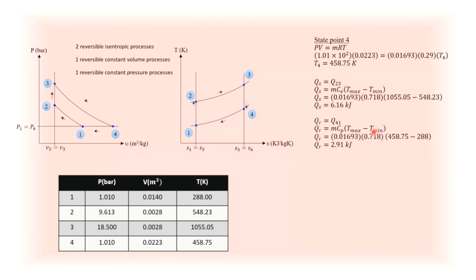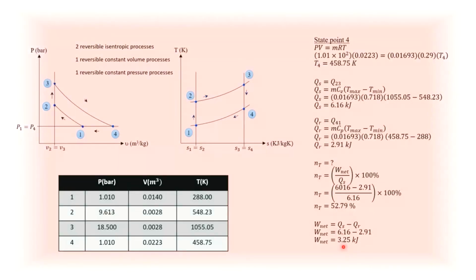So you can work out the work. You can work it out on your own by changing this Cp value to check whether this value here is correct or not, because sometimes it's due to my typing error. Once you have the heat supply and heat rejected, you can find your net work. The thermal efficiency is heat supply minus heat rejected over heat supply. So that's your net work out.